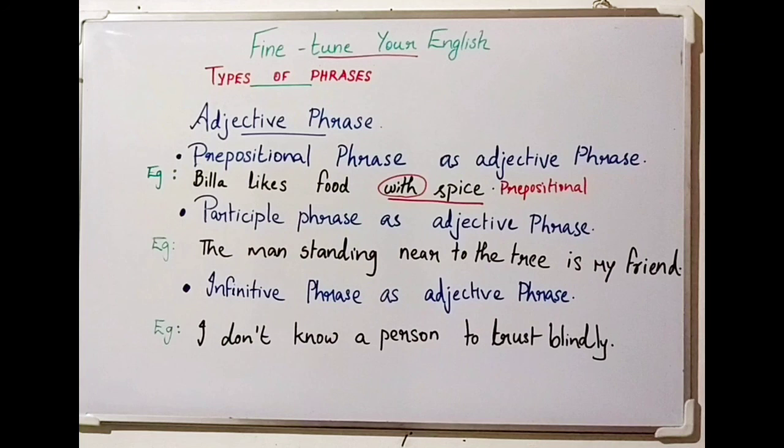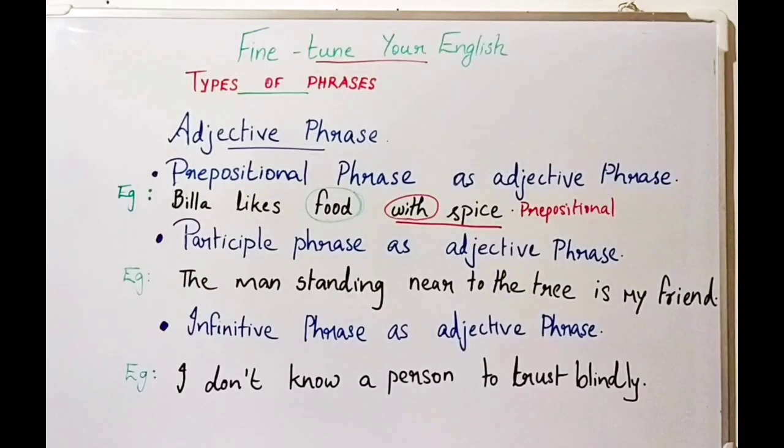See the example. Billa likes food with spice. There in the sentence, with spice is an adjective phrase, and it begins with the preposition with. So, it's a prepositional phrase. And at the same time, with spice adds something more about the noun food. So, it's an adjective too. A word or a group of words which modifies a noun is said to be an adjective. So, without any doubt, we can say with spice is an adjective phrase which explains the noun food.